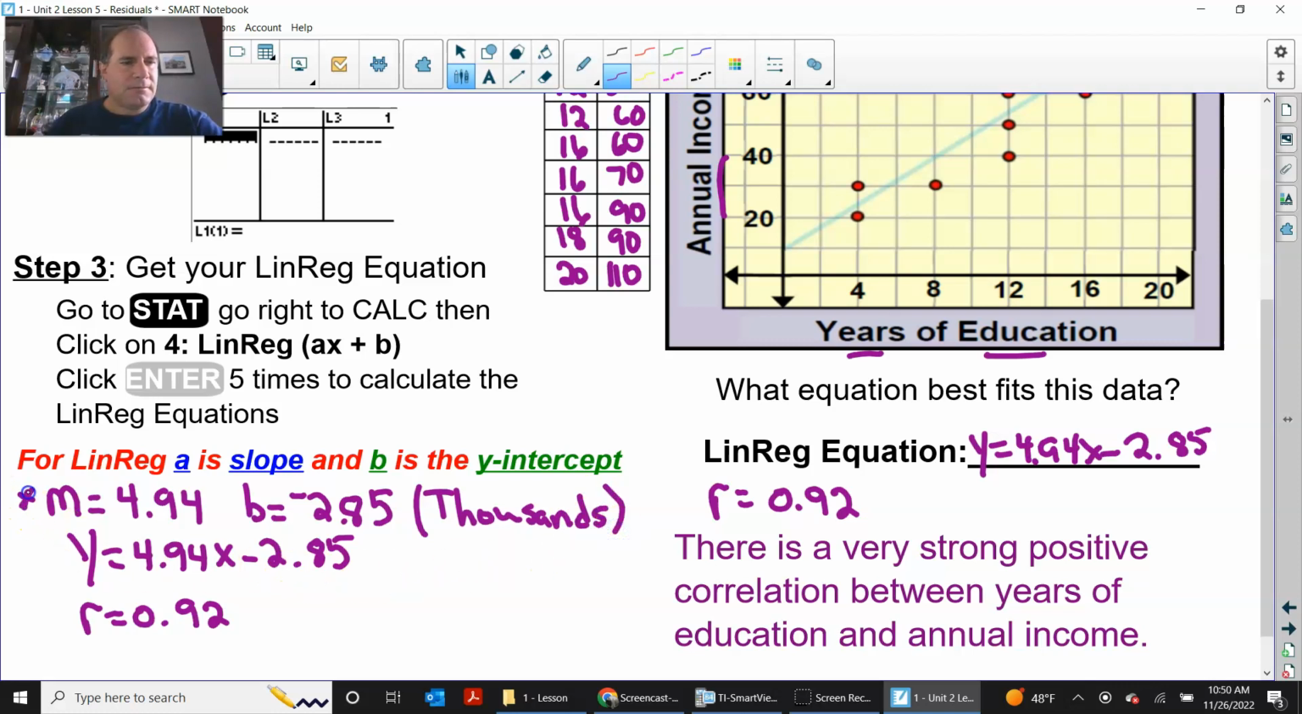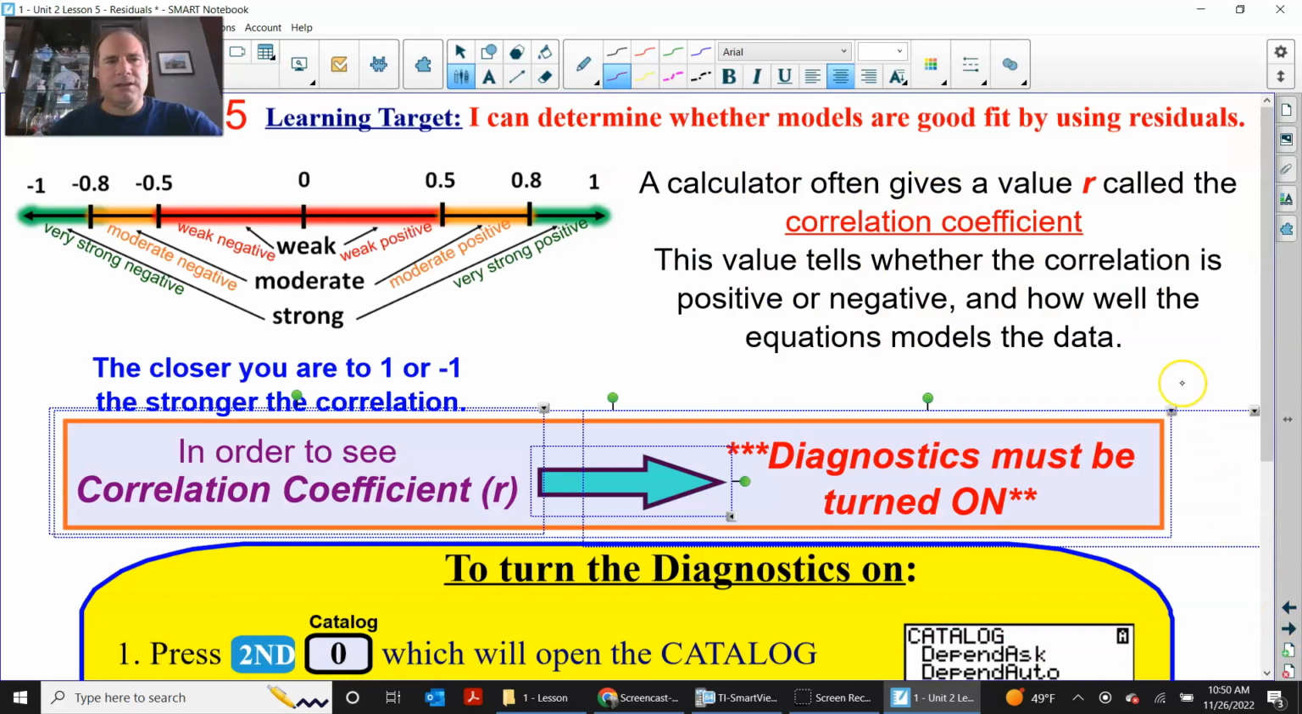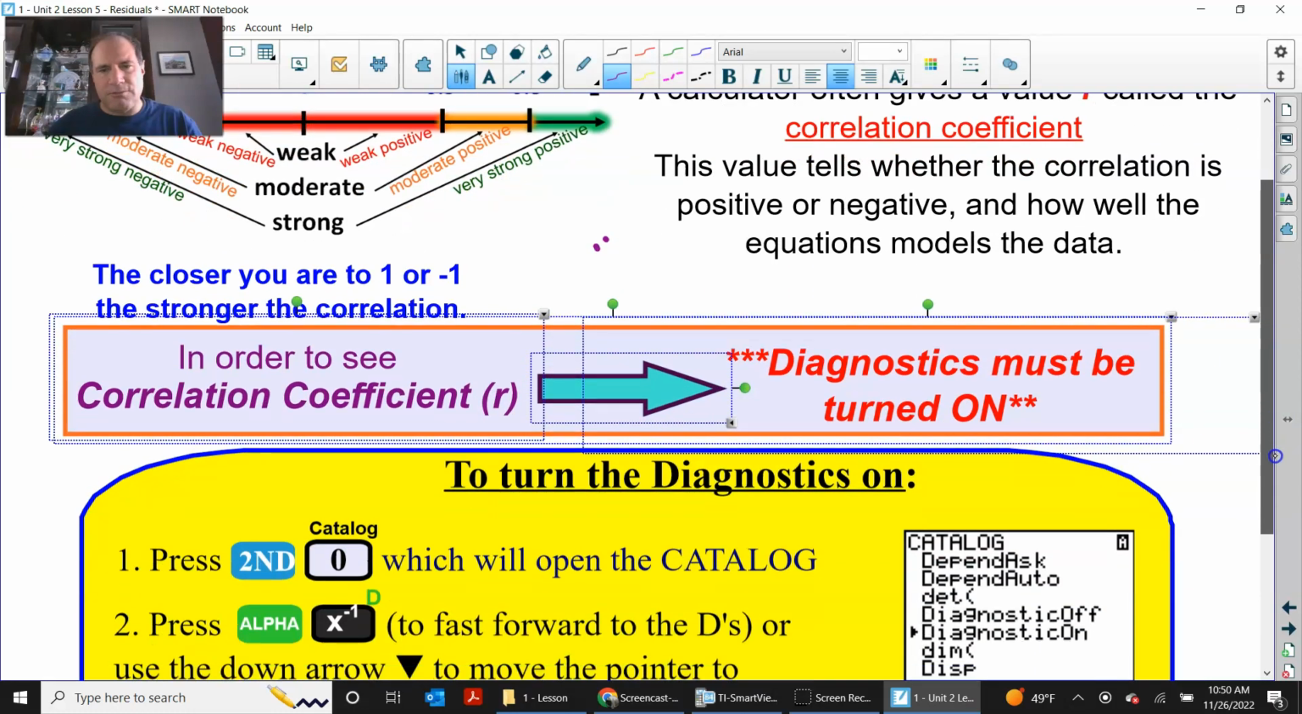All right. And then that you're putting that is in thousands. And then the same thing with this. All right. And we're going to go on to the next page right here. So the calculator often gives this R. We know this. The R means correlation coefficient. In order to see that correlation coefficient, you have two ways to actually do it.